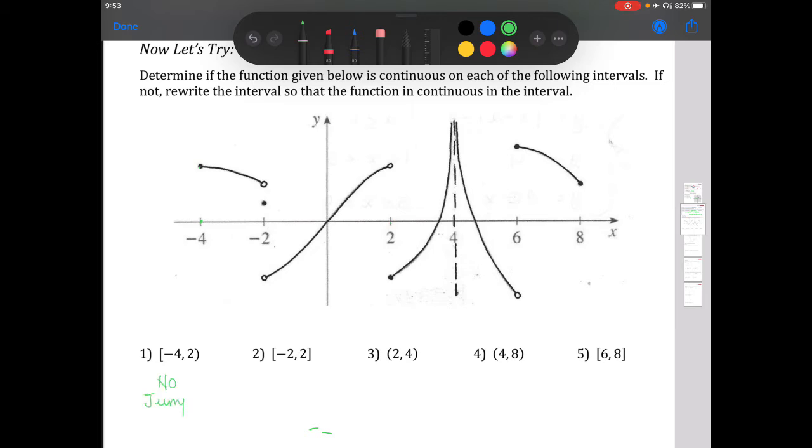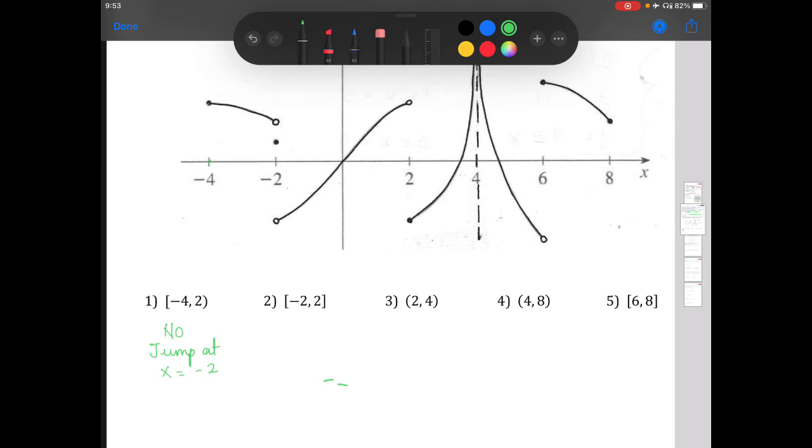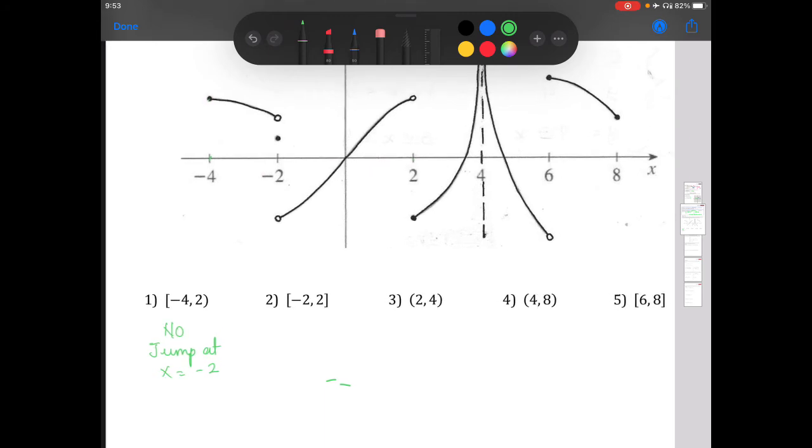Jump at x equals -2, right? That's one thing we have to write, and then we have to rewrite the interval so the function is continuous in that interval. So we are going to write it as -4, comma, -2. That's where the jump is, right? And then from -2, which is not included, to 2, which is also not included.